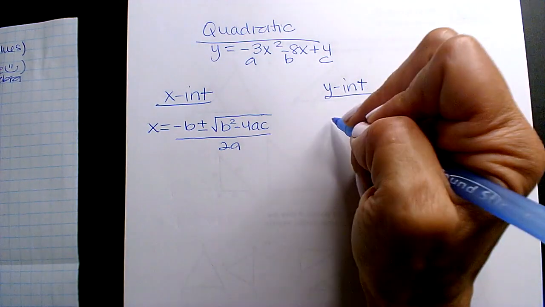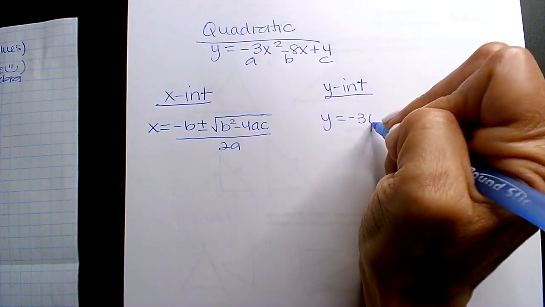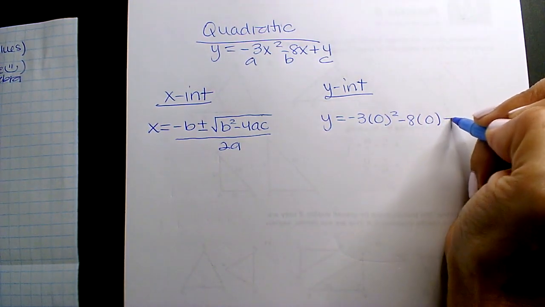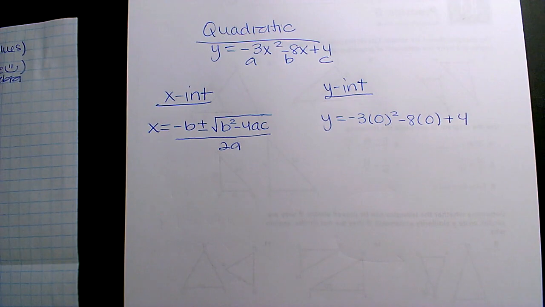All right, the y-intercept, this is super easy. Like, all you need is your eyesight. And so, honestly, if you're looking for the y-intercept, you always know it's the c value, right? Because anything times 0 is 0. So what's 0 squared? 0. What's -3 times 0? 0. What's -8 times 0? 0. You're just left with 4.